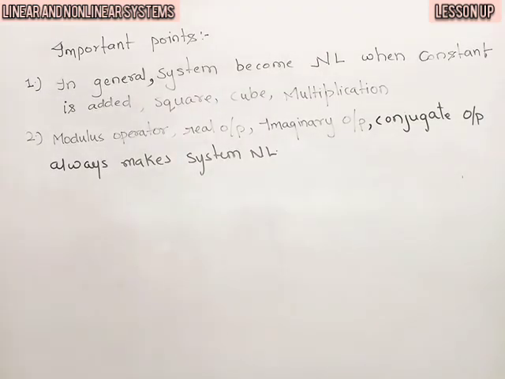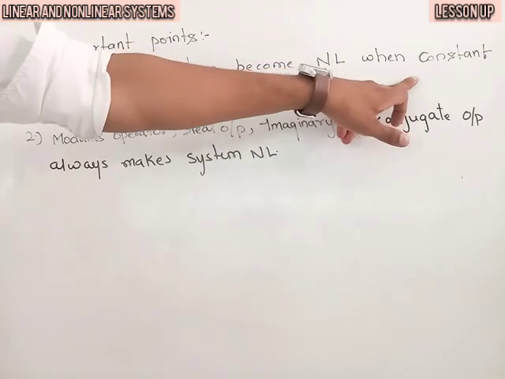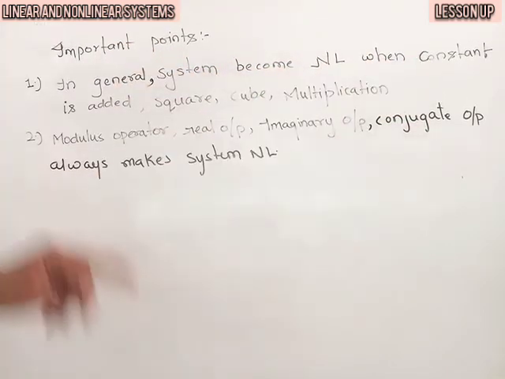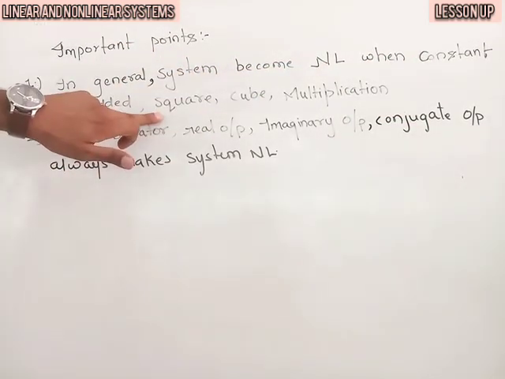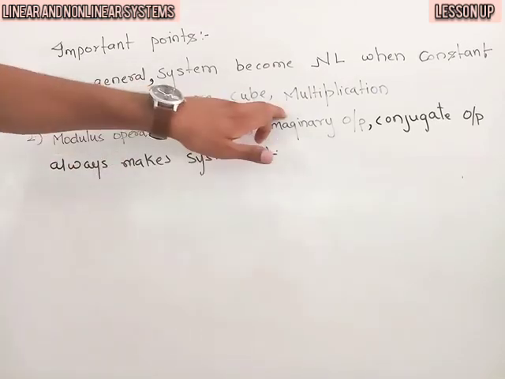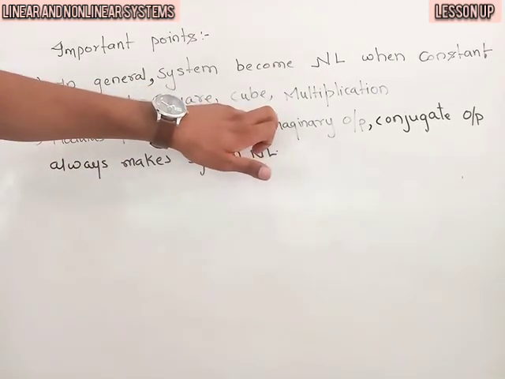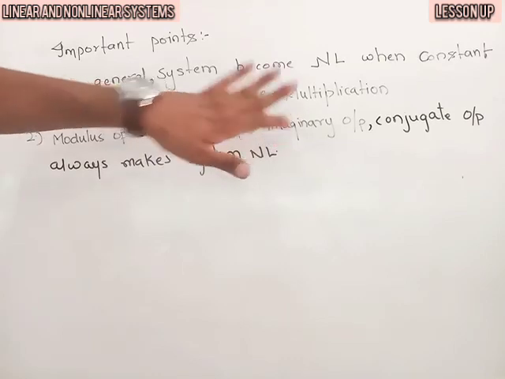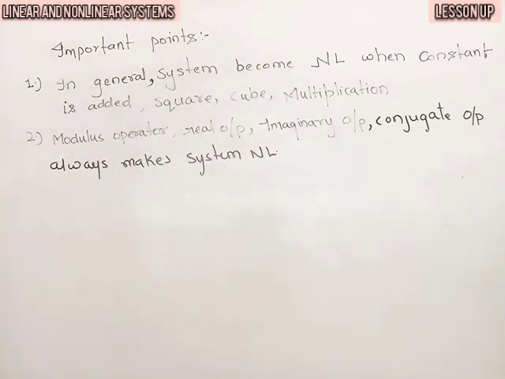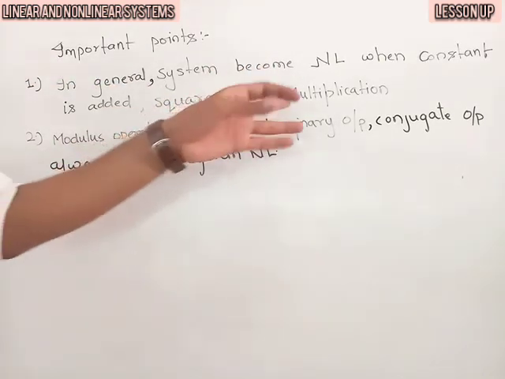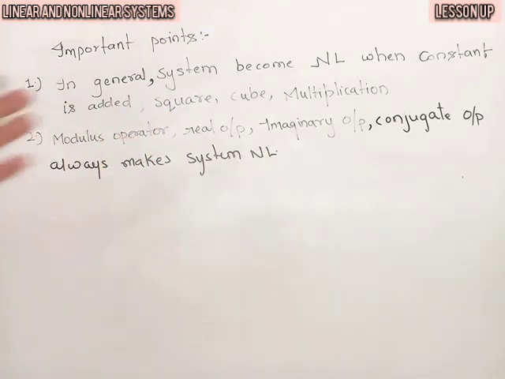Now we will see a few important points. First, in general, a system becomes non-linear when a constant like 4 or 3, any constant term, is added, or we square the input, we cube the input, or we multiply two input signals, then we can tell that a system is non-linear. When the output is the multiplication of two arbitrary signals, we can tell that the system is non-linear.